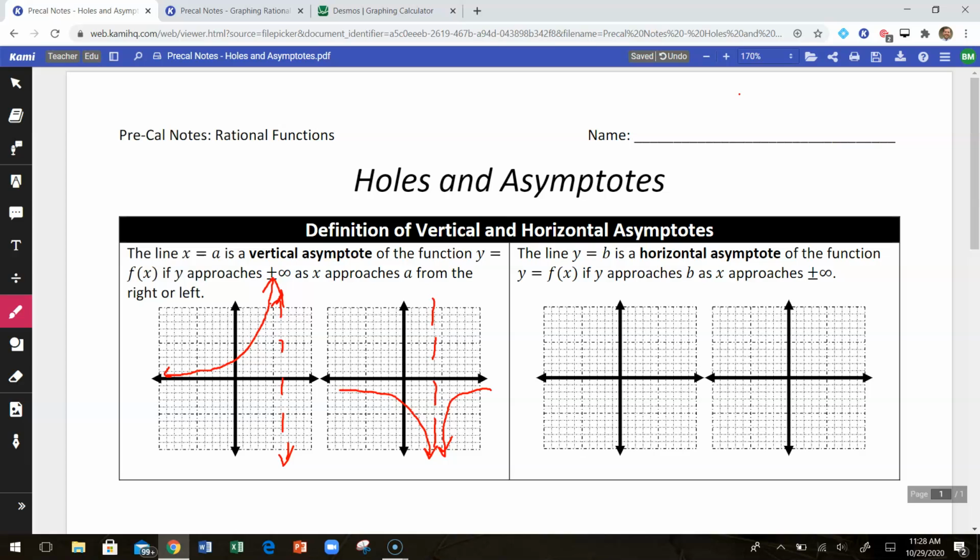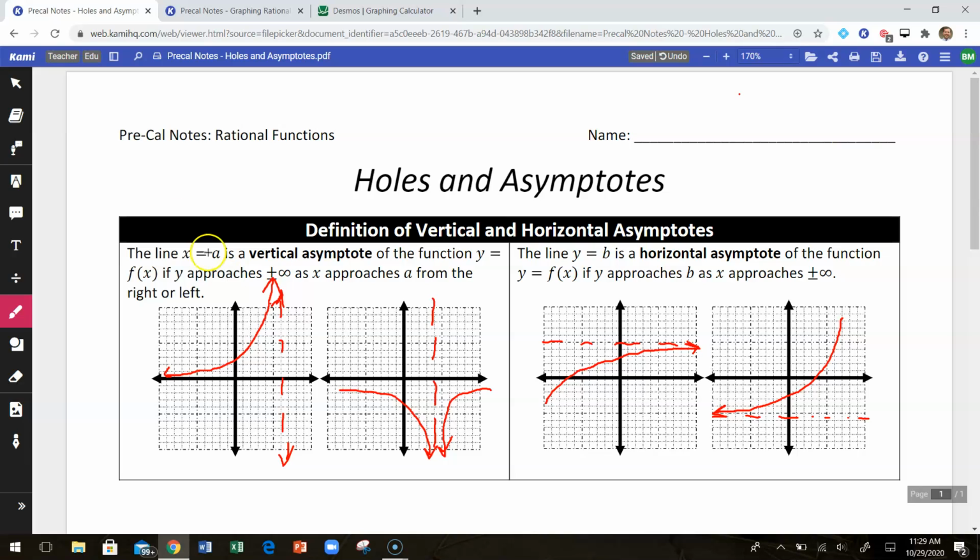A horizontal asymptote works the same way. We have a horizontal line. The graph, as we go towards infinity or towards negative infinity, approaches that value. It's kind of like a barrier at the top or the bottom of a graph that your graph cannot cross. It'll just get closer and closer and closer to it as you go towards positive or negative infinity. So that's what asymptotes look like.